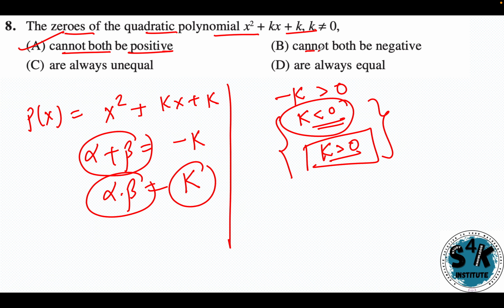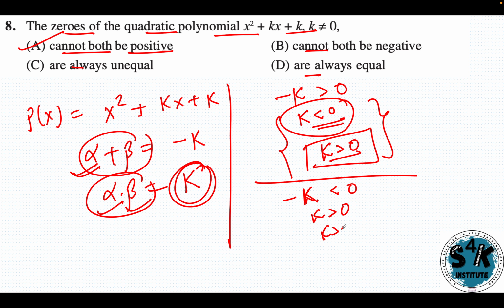Let's see why the answer is not B, C and D. Now if I say both are negative, then minus k is less than 0, so k becomes greater than 0. Since both are negative, the product will also be positive, so k greater than 0, so both are true. They are always unequal means alpha not equal to beta in that case. So it can happen, there is nothing wrong in it.